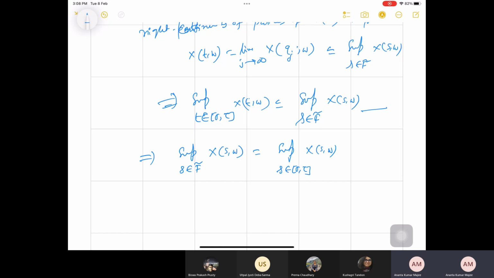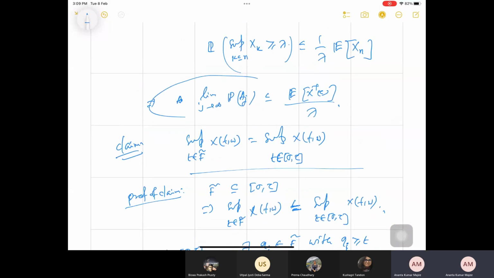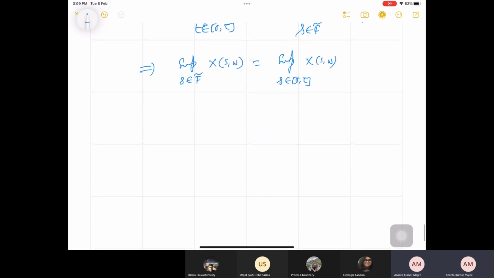Okay, so that means now I have this quantity, and then the probability of A_j we already have. So now if you just use that, the first Doob's inequality, or Doob's inequality, says that the probability of the supremum over sigma less than or equal to s less than or equal to tau of X_s greater than or equal to lambda is less than or equal to 1 by lambda times the expectation of X plus of tau. If we say here that it is non-negative, then we don't need this X plus. X plus always has the same meaning, it is the maximum of 0 and X. So this completes the first Doob's inequality.